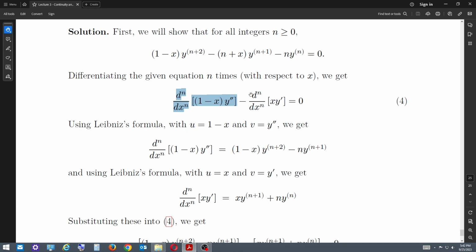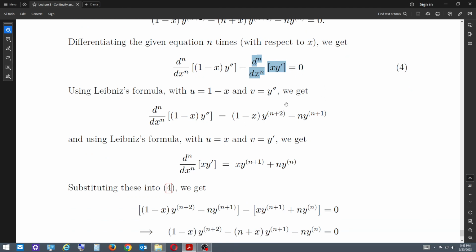For the second one, this will be much more straightforward. Just bear in mind there's a negative sign here when we substitute in. But for the time being, we can work out this derivative here. We can let u this time be x, and this time v is y prime, not y double prime. This time it's going to be y prime.